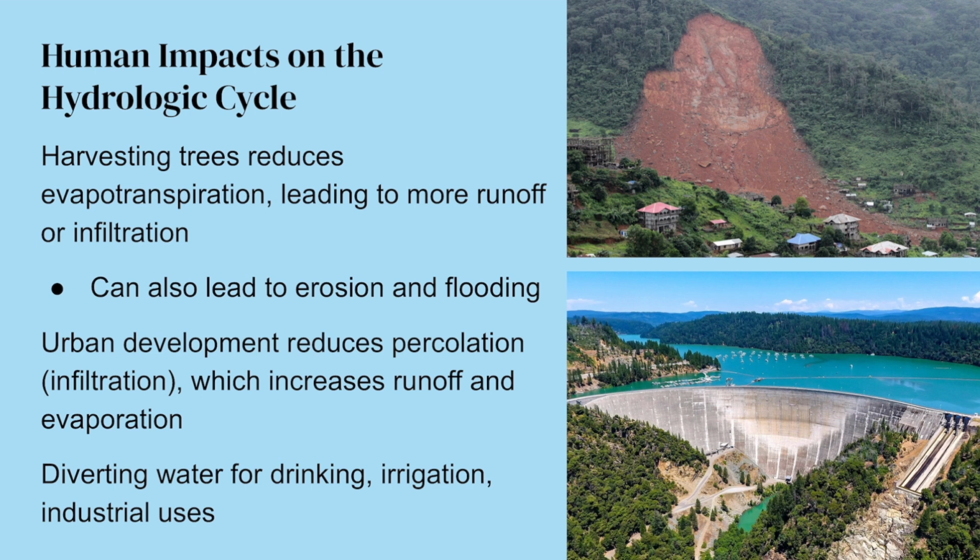Also, humans divert water. They divert streams and rivers for drinking, for irrigation, and industrial uses. We also have things like dams where we kind of block off these waterways and create new standing water areas. So these are all ways that we impact the hydrologic cycle.